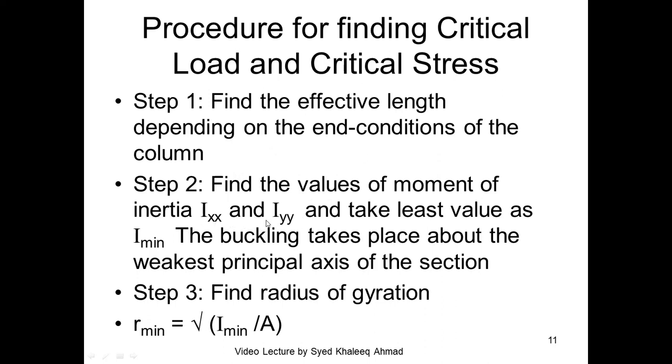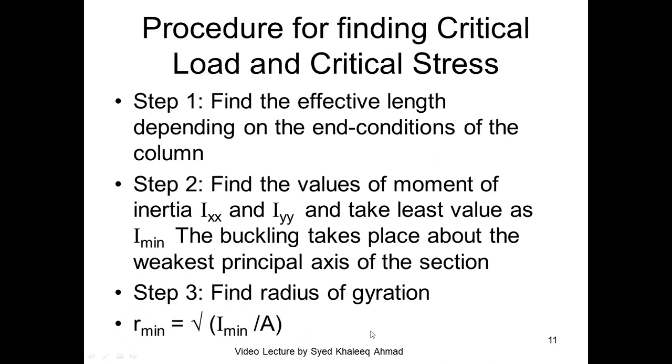So about both axes you have to find the moment of inertia and take the least value as I minimum, so it will be the minimum value of moment of inertia. Buckling takes place about the weakest principal axis of the section, so that minimum value will be considered. Third step, find the radius of gyration, which you can calculate as r minimum equal to the square root of minimum moment of inertia divided by the area of cross section.